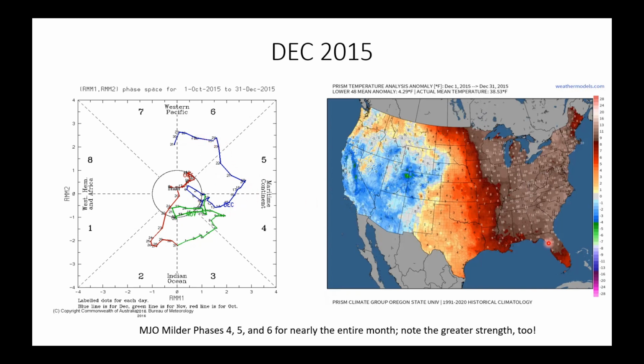So this completely explains this. The MJO is in a very strong amplitude, or strength, well away from the center point of this phase space diagram into the warmer phases 4, 5, and 6. And this was a result in December of 2015.